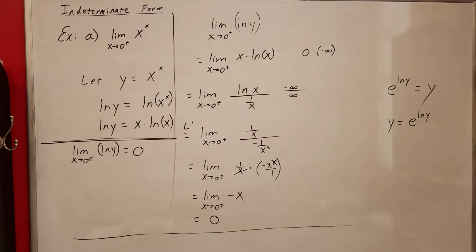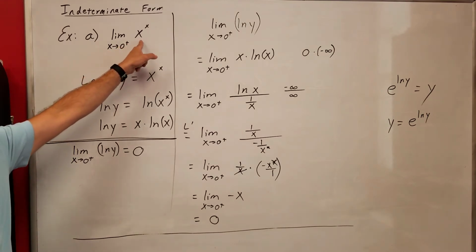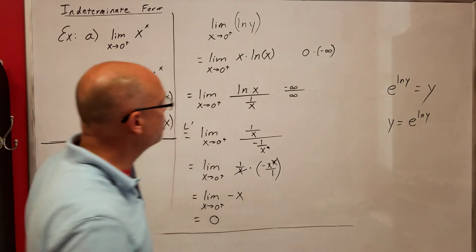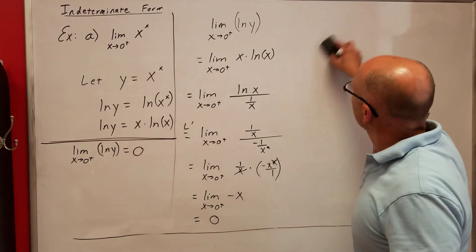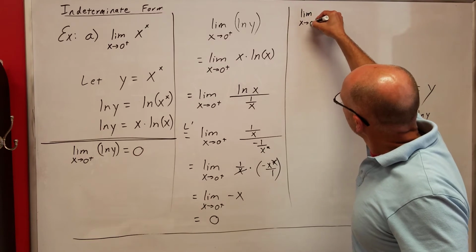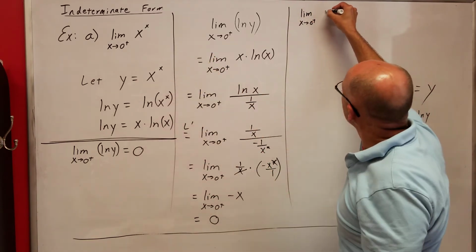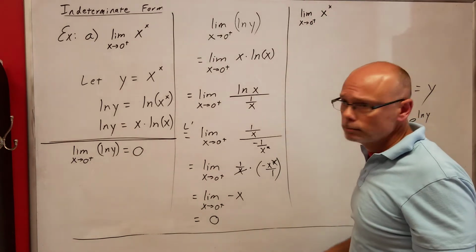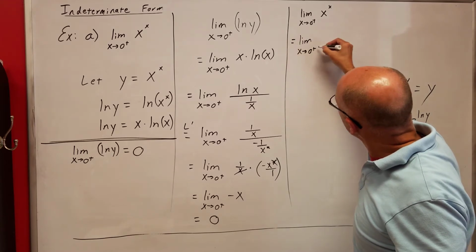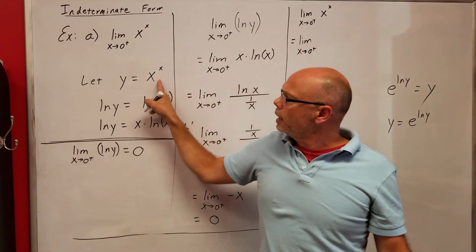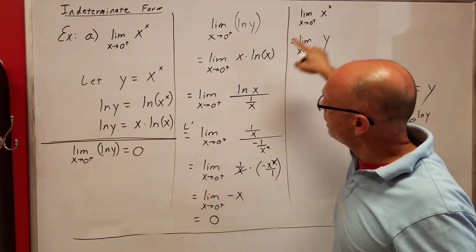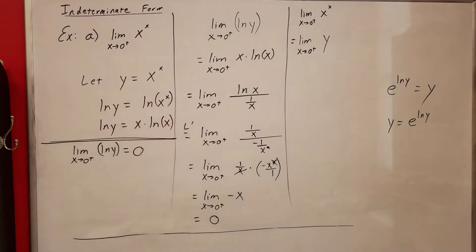That's still not exactly what I want. I want the limit of this thing, right? But that helps me. Let's go back to this. The limit as x approaches 0 from the right of x to the x. Well, I can say that's the limit as x approaches 0 from the right of, we call x to the x what? Y. So I can replace this x to the x with y from that.